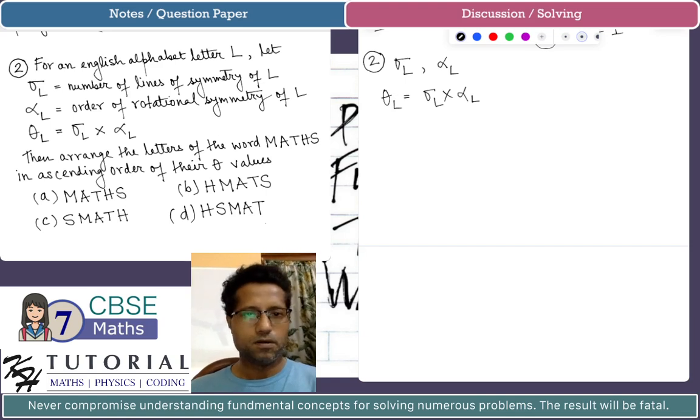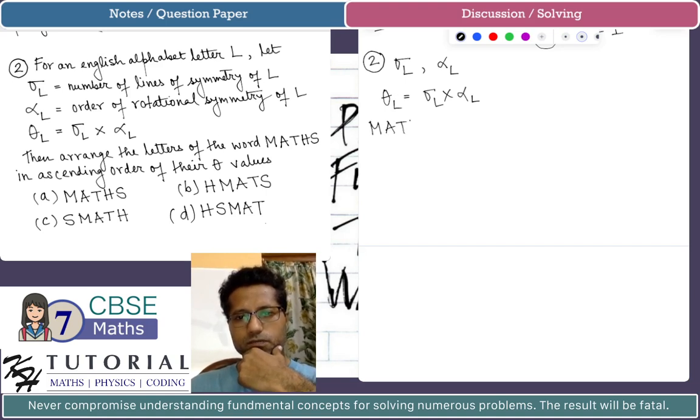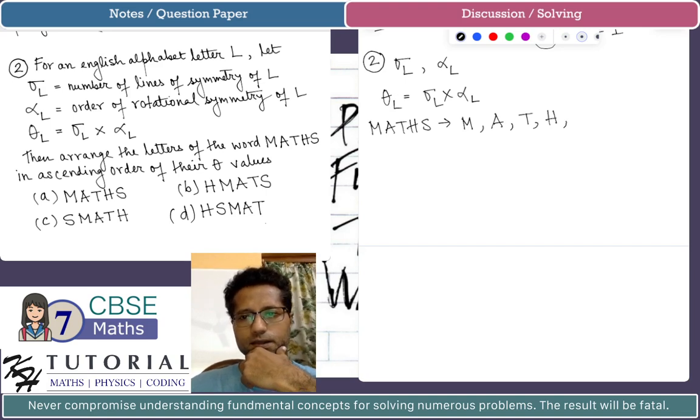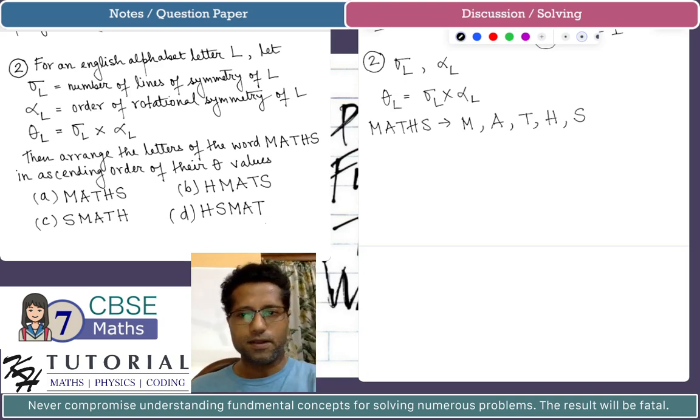Okay. Now what is it saying? Arrange the letters of the word maths in ascending order of their theta values. In ascending order of the theta values. So in the word maths, what letters are we having? We are having the letters M, A, T, H, and S. So we have to arrange these letters M, A, T, H, S based on their theta values.